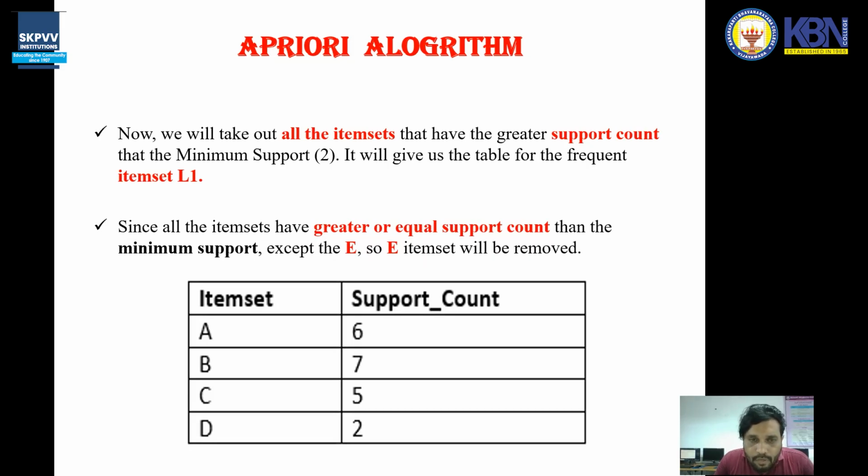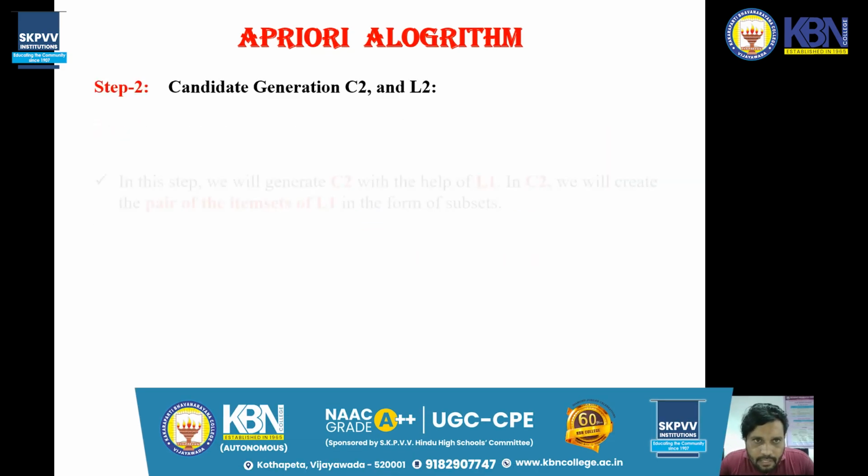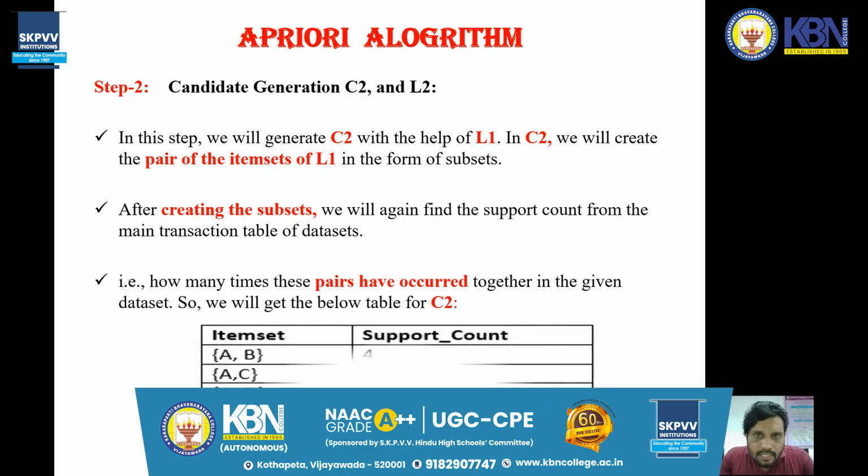So it is a value of C1 to L1. The first item sets can be considered from the transactional database. The second one is to be calculated as C2 to L2. So what does C2 mean?